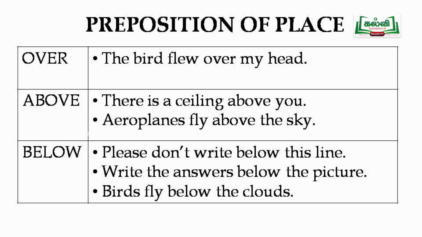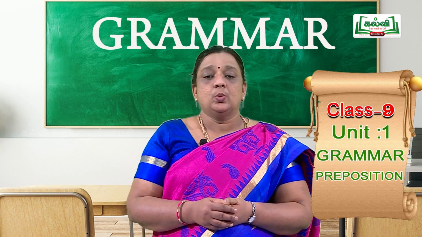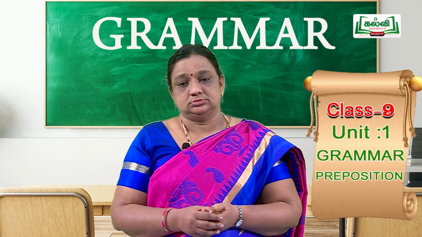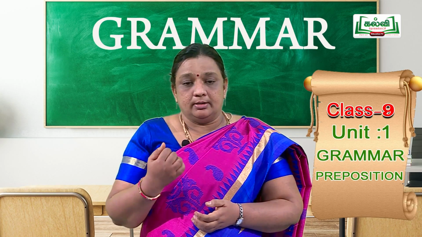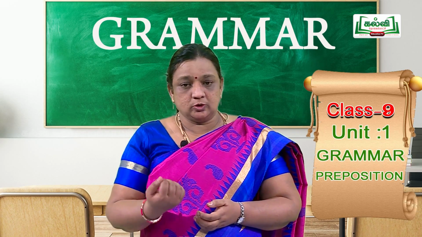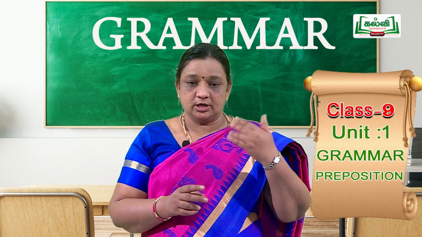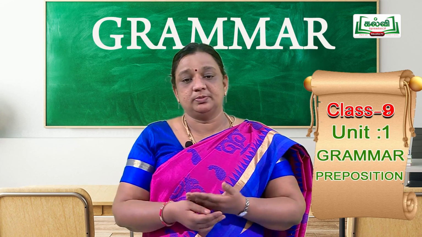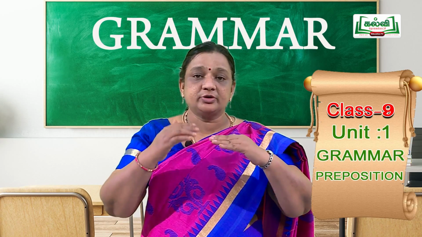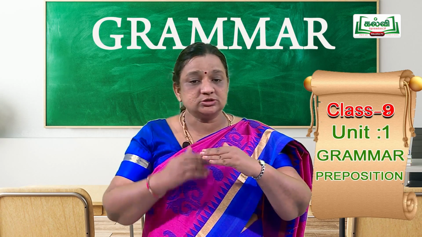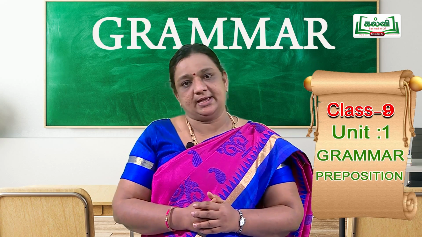The next preposition is below. Below is a preposition that tells us when the noun that we are talking about is below what we are going to tell. That is, there are two nouns. One noun is above and the other noun is below. Please don't write below this line. Line is a noun over here. We have to write only above the line and we are not supposed to write below the line. Birds fly below the sky.